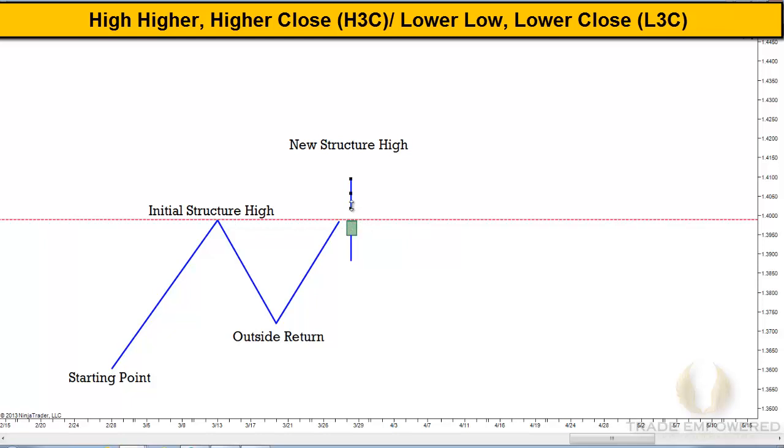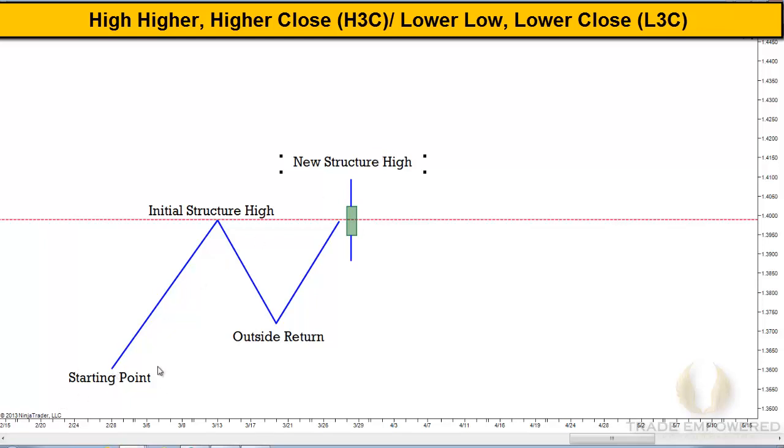However, if this candle were to say close right here, we now have our higher high, higher close, and we officially have a new structure high. Once we officially have that new structure high, then we can say we're in a bullish trend.